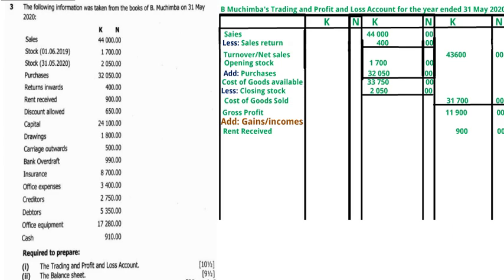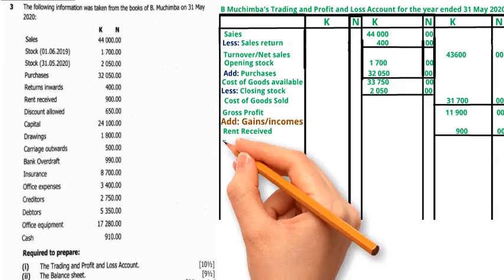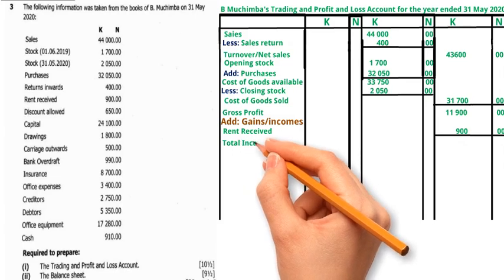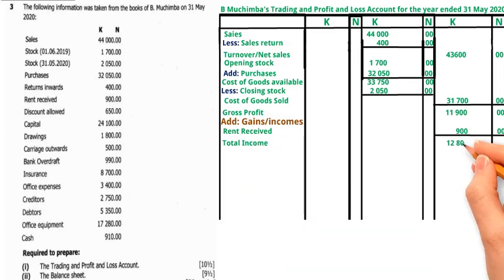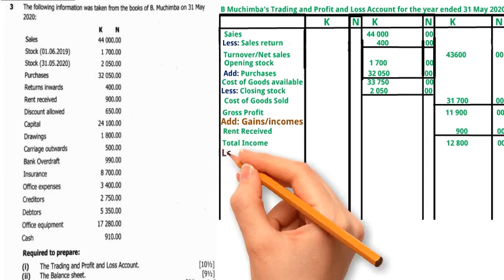So I'm going to add 11,900 plus 900 kwacha, which is the rent received, will give me 12,800. And that 12,800 is the total income. So I'm going to write total income, that is 12,800 kwacha. Okay, now after I've found the total income, now let's go to expenses.